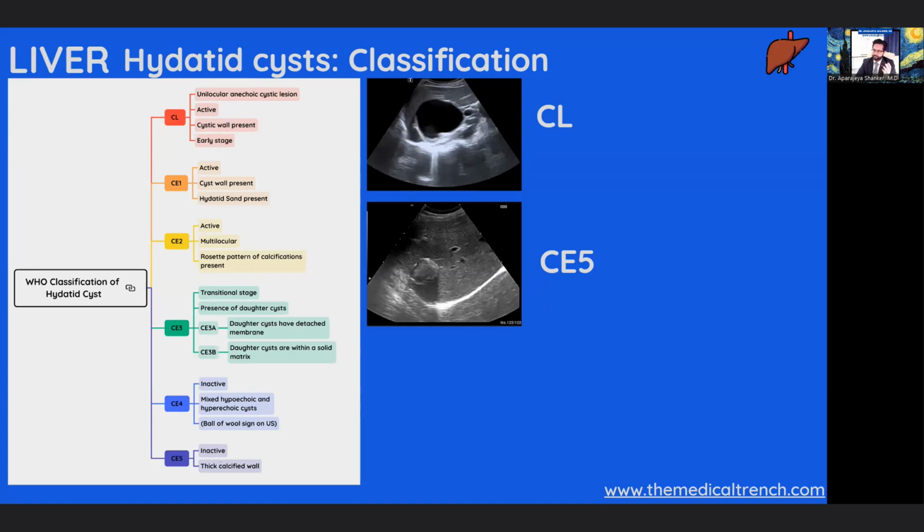It's very unspecific, but at this point, in the CL stage, this is the liver ultrasound, and you have a very clear picture of a cystic wall. At this point, the disease is active. The difference between active and inactive disease is that whatever is inside is capable of metastasizing to another site and causing a secondary infection there. So this requires a very careful treatment management plan.